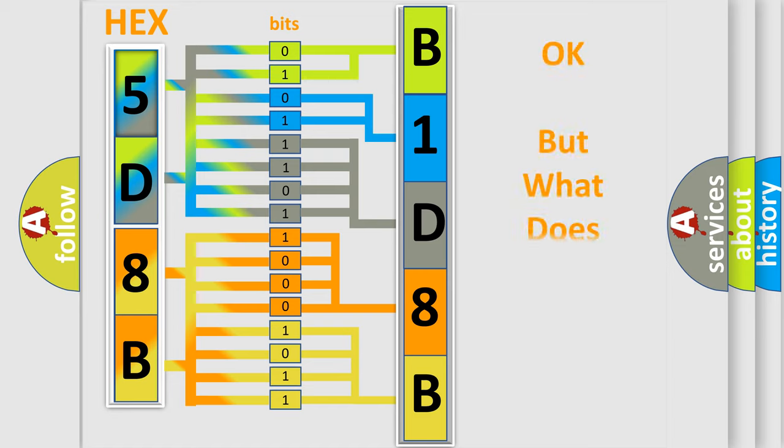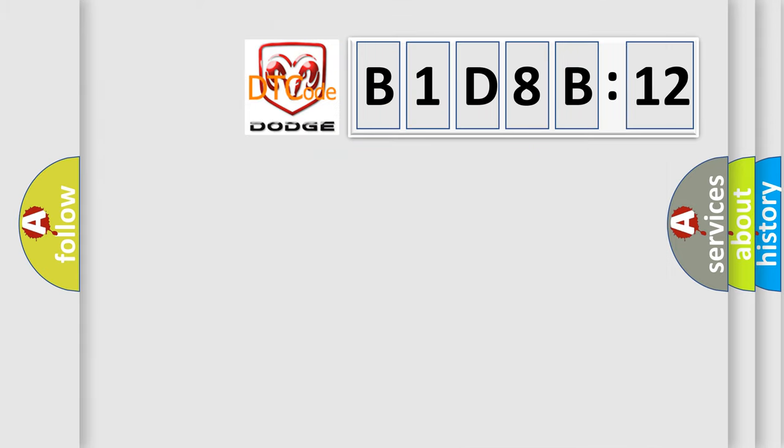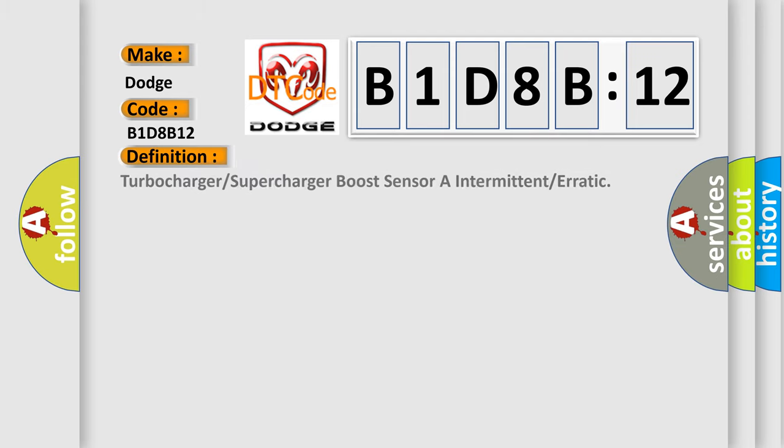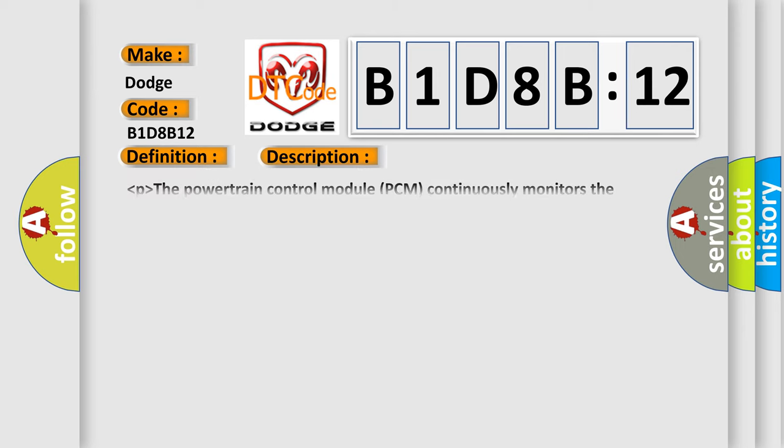The number itself does not make sense to us if we cannot assign information to what it actually expresses. So, what does the diagnostic trouble code B1D8B-12 interpret specifically for Dodge car manufacturers? The basic definition is: turbocharger or supercharger boost sensor intermittent or erratic. And now this is a short description of this DTC code.